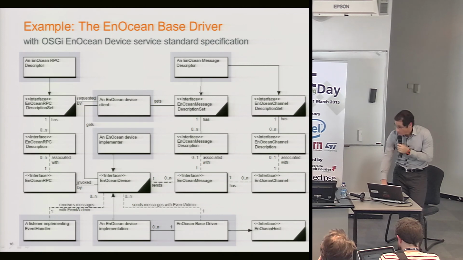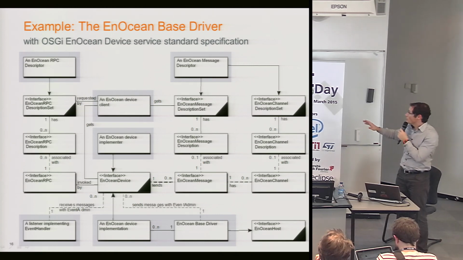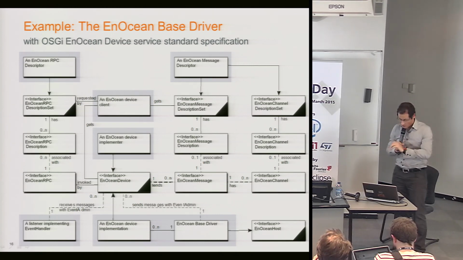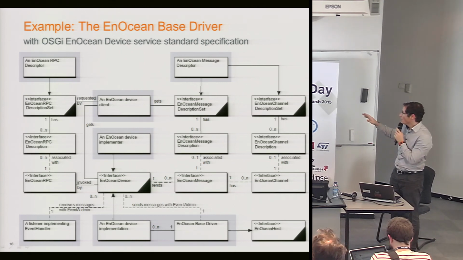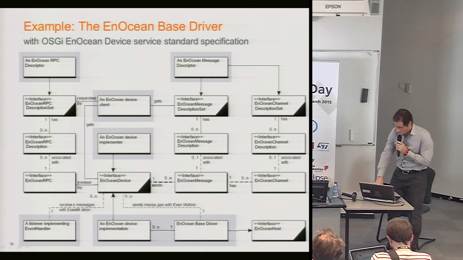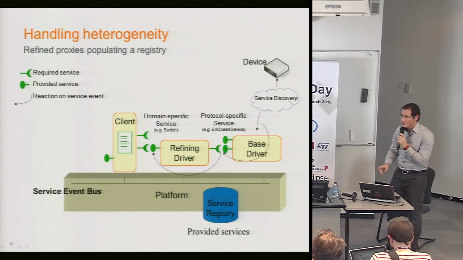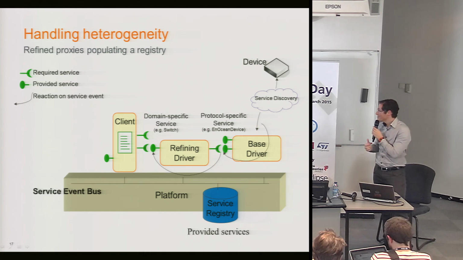Okay. Just an example of the UML schema for the EnOcean base driver that we have standardized at the OSGi Alliance. I have no time to go into the details, but that is available here, and you can browse the web to get the open specification.